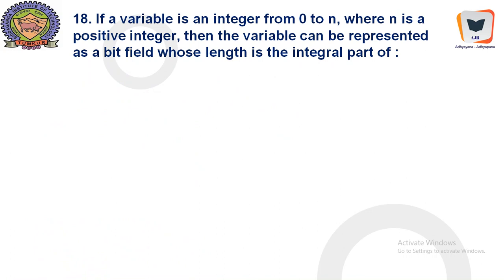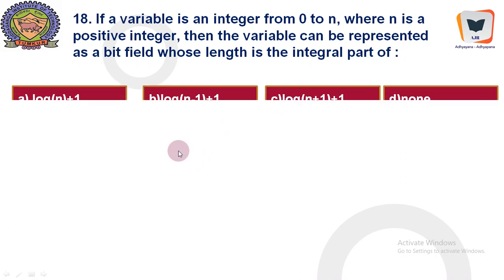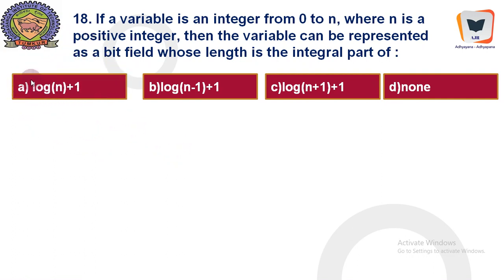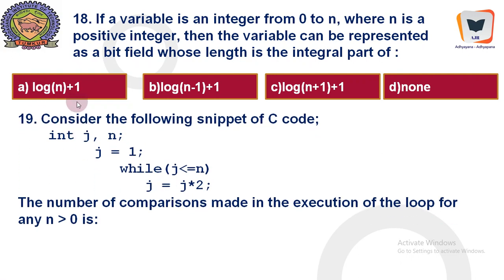If a variable is an integer from 0 to n, where n is a positive integer, then the variable can be represented as a bit field whose length is the integral part of this. This is as good as finding how many bits are required to represent a number n, which is a positive integer, and it should be floor of log to base 2 of n, plus 1.